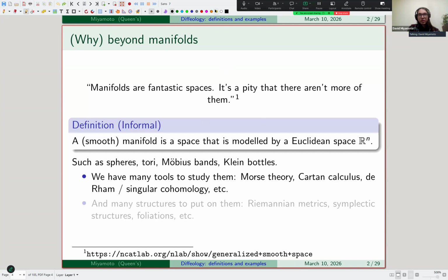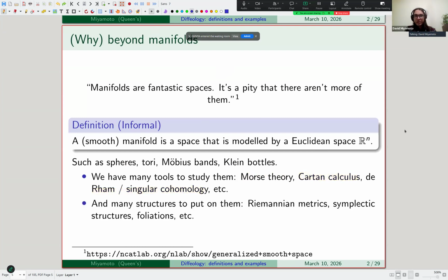So some of these will extend to our diffeological spaces, and some of them might extend. This would be work in progress, for example for Morse theory. And there are also many geometric structures we can put on manifolds, like Riemannian metrics, symplectic structures, foliations, etc. And again, we would aim to maybe put some of these on diffeological spaces. But before I keep saying diffeological spaces, let's get a sense of what I mean by not manifolds. So here's the type of non-manifolds that we're going to encounter.